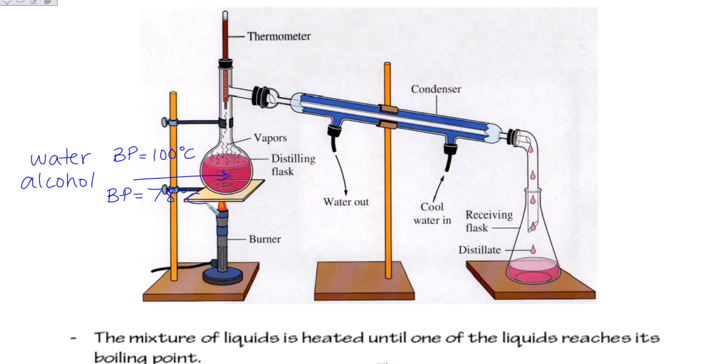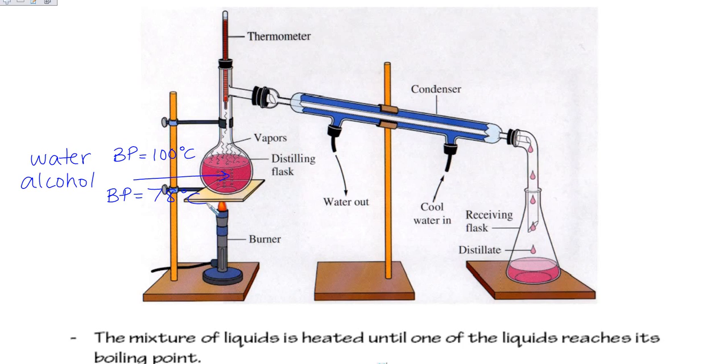As we do, we'll watch a thermometer. The first signs of vapors should be coming from the liquid with the lower boiling point. So as the temperature gets close to 78 degrees, I'm looking for alcohol vapors. Obviously, they're not going to look any different than water vapor, but based on their boiling point, that should be the alcohol. Those vapors then will run through a tube called a condenser.